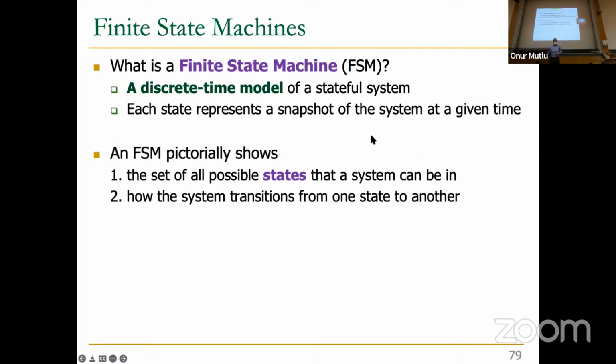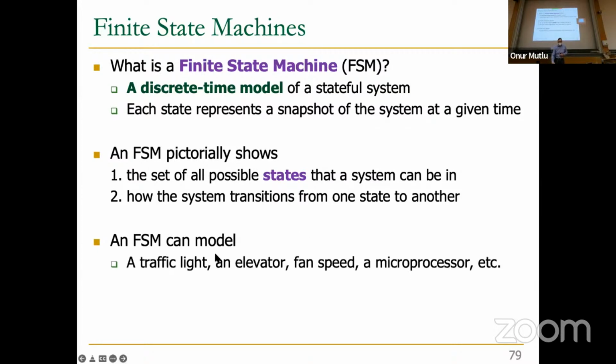And an FSM pictorially shows the set of all possible states that the system can be in, and how the system transitions from one state to another. Again, you can represent life with a finite state machine, except we don't have the capability to do that because I don't believe we know all the inputs, or can represent all the inputs. I don't believe we can represent all the states, and I don't believe we can represent all the outputs. Okay, so you can represent anything this way, in my opinion. Any stateful system, I should say.